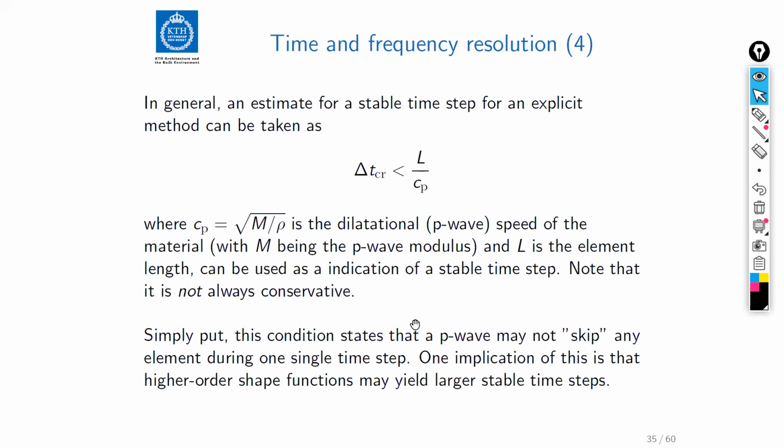And what this says is that if we choose the time step in this way, it means that the P wave cannot skip any elements in one single time step. So the wave will always, if we choose the time step in this way, at least go from one element to the other in one time step.